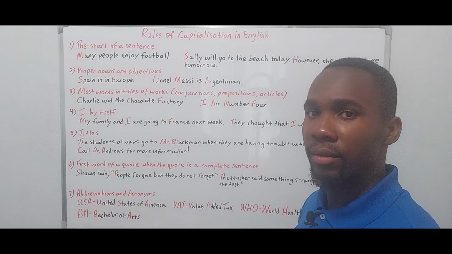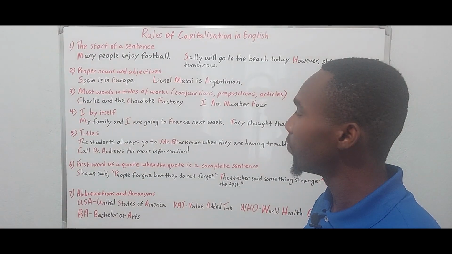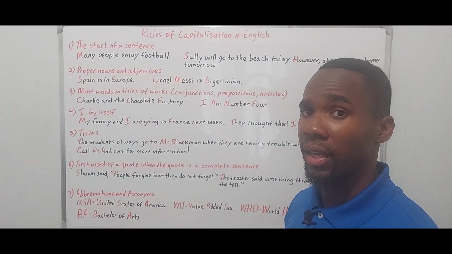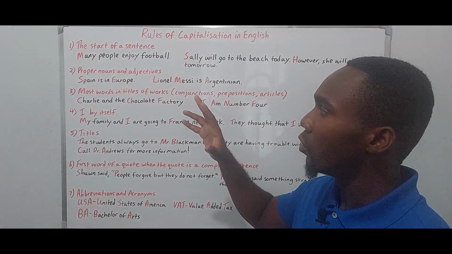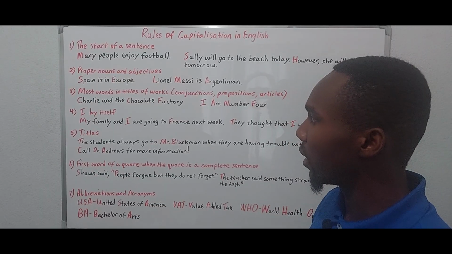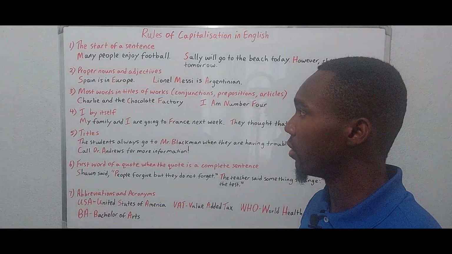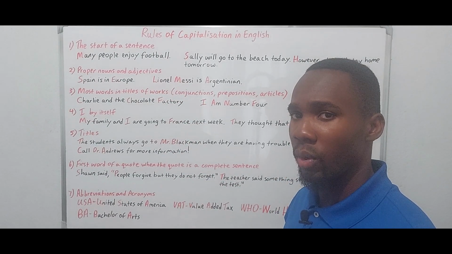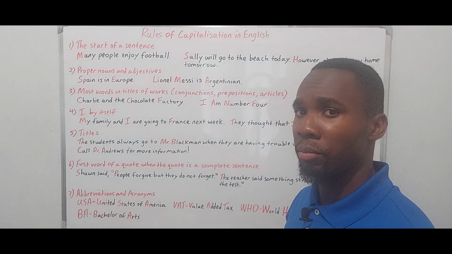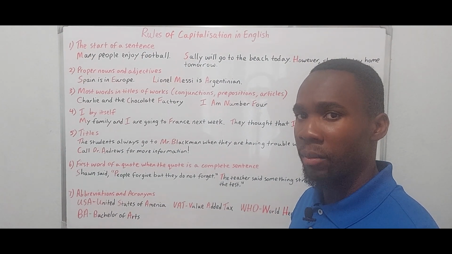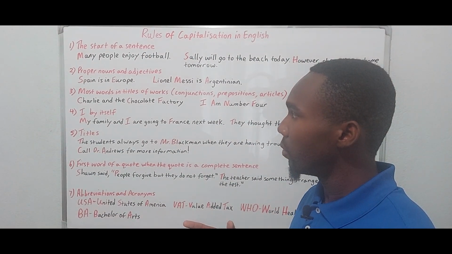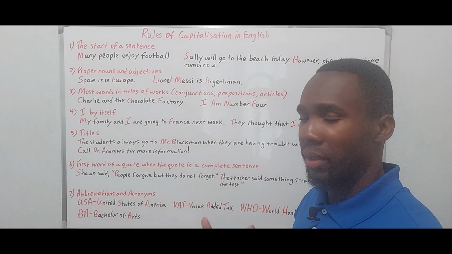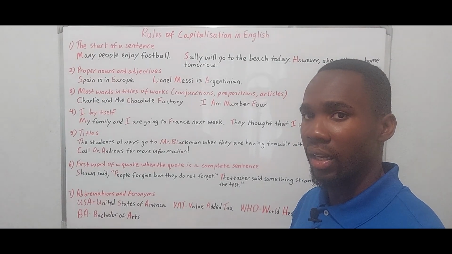Now let's get a little more, let's delve a little deeper. I think that's the best way to put it. Let's delve a little deeper. So the second rule, when it comes to capitalization, proper nouns and adjectives. Now, if you do not know what a proper noun is, it is the specific name given to, it could be a person, a place, a thing, etc.